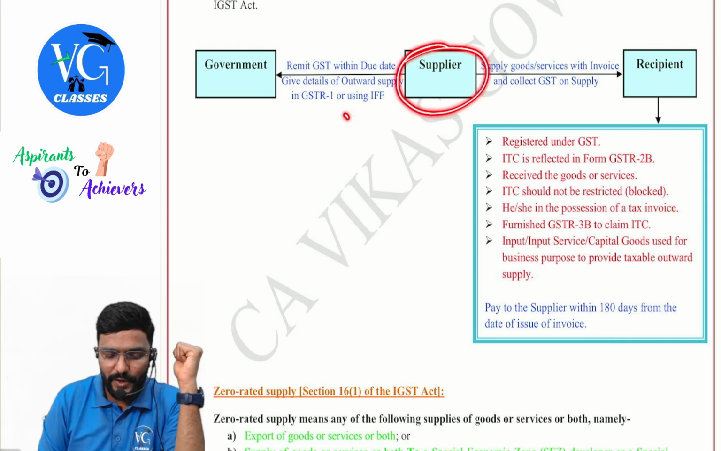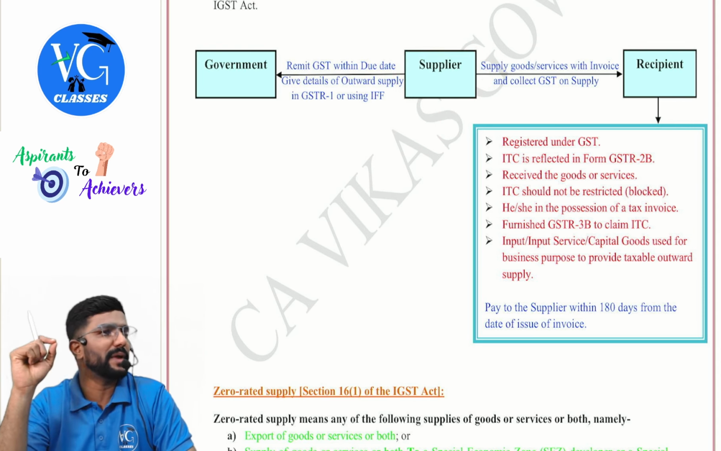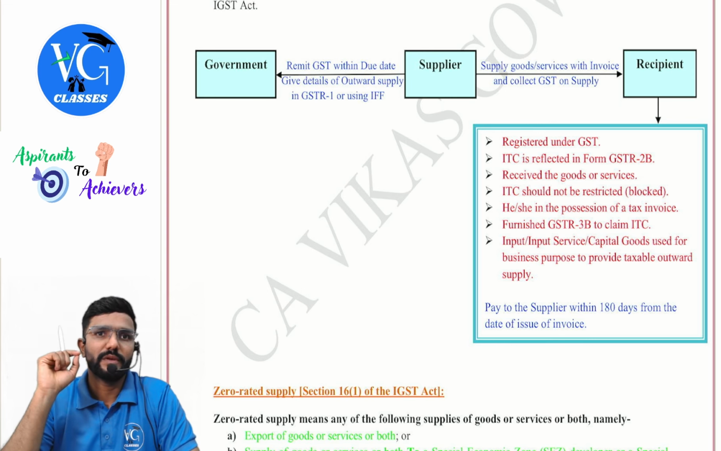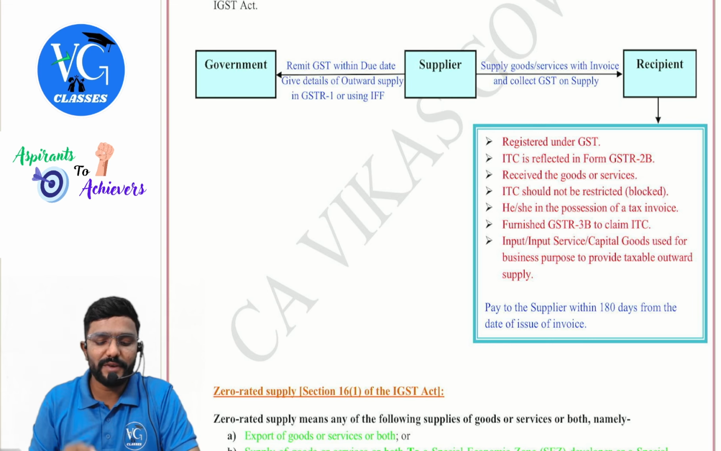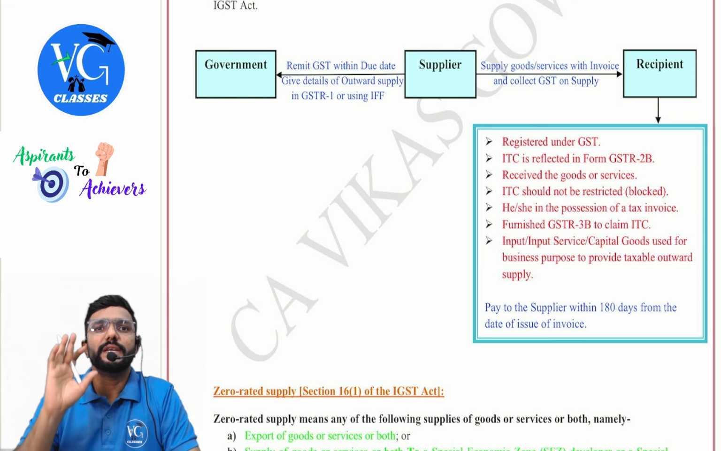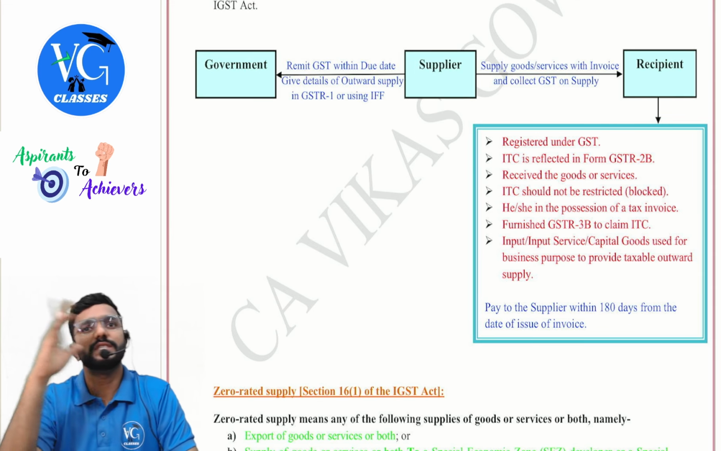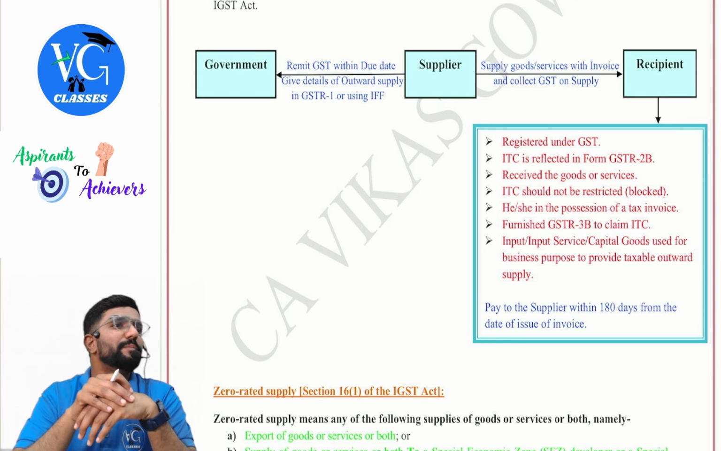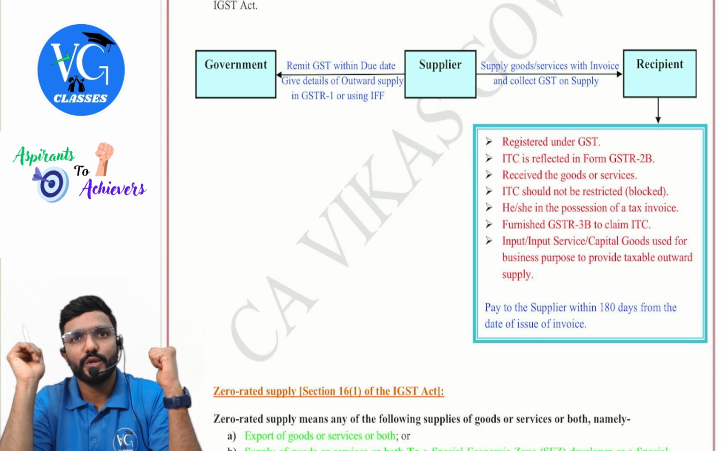Or if the supplier is following QRMP, that is quarterly return monthly payment, then he can give the details for the first 2 months using the invoice furnishing facility. And for the last month of the quarter, can he use GSTR-1? Yes. Guys, for the first 2 months of the quarter, he should give the details either using the invoice furnishing facility or GSTR-1. The option is for him. Normally, if it is a B2B supply, he will prefer to give the details using the invoice furnishing facility.